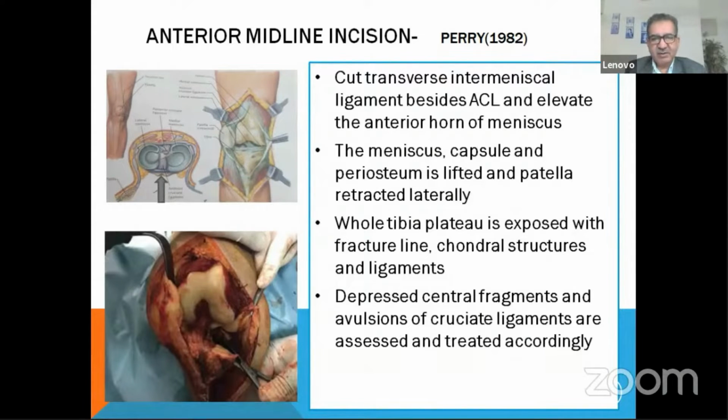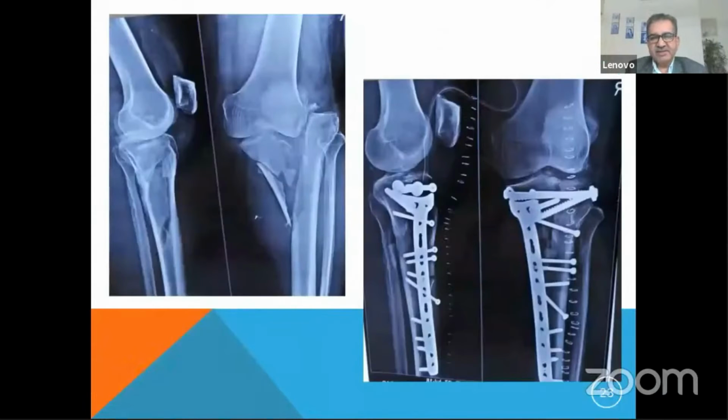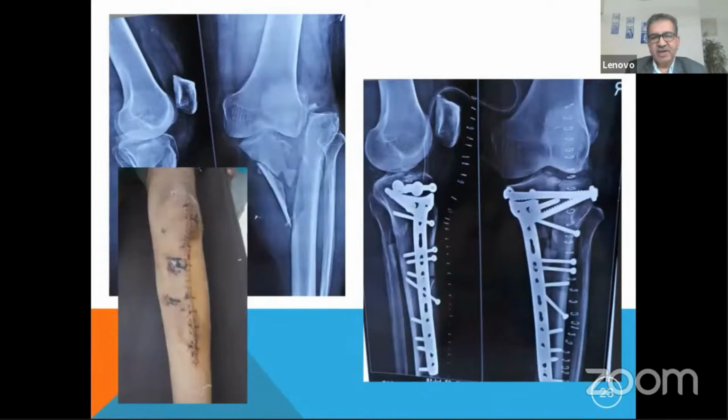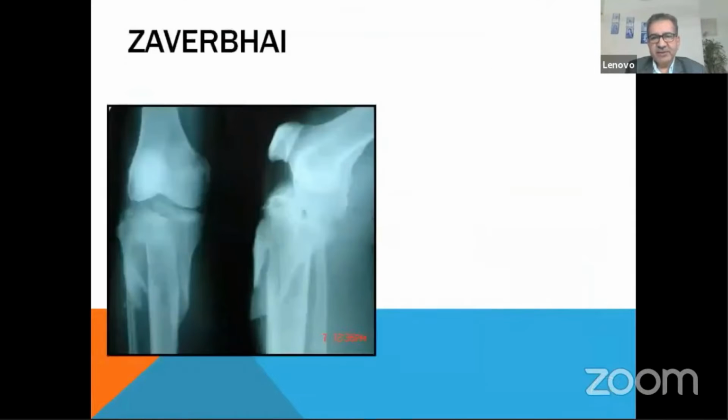And with 90 degrees of flexion, you get the whole exposure of the tibial plateau. And you can see the chondral structures, the ligament, the depressed fragments, the eversion fracture, and accordingly you can treat that. And another approach now described is the medial epicondyle osteotomy, but you don't get this exposure in that approach. And then you can close the wound. And you can see through this approach how beautifully the central depression has been reduced. You get a beautiful healing of the wound. That's the final result, and that's the video.